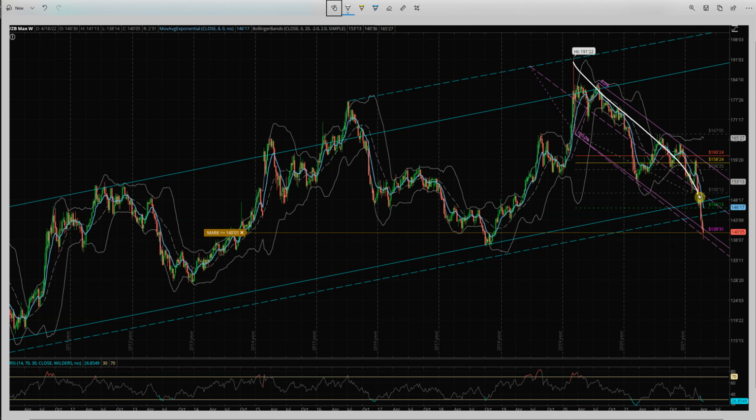And now we have five waves down, which means this is either a wave A of an even larger correction, or it's a wave one of a new secular trend. That's the macro picture.